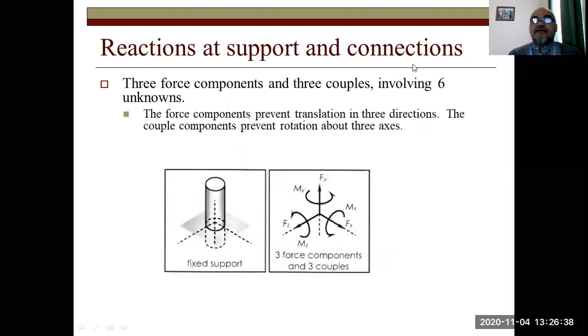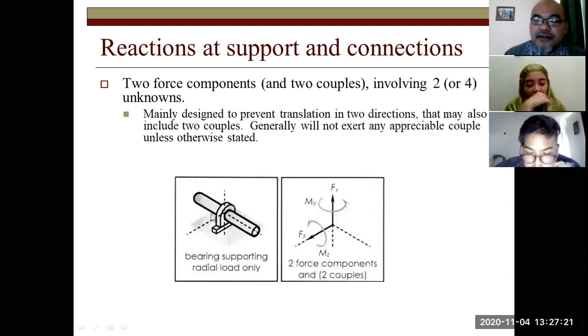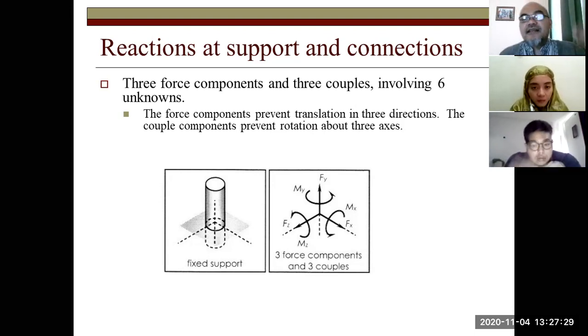Then we can also have six unknowns, for example, a fixed support, when a pillar is completely planted inside the surface. Let's say, in a building, usually you have a pillar at the foundation, completely fixed in the ground, inside the earth. So that pillar cannot move translationally in the x-axis, nor in the y-axis, nor in the z-axis. It also cannot rotate about the x-axis, nor about the y-axis, nor the z-axis. So it has three reaction forces and three reaction moments: Fx, Fy, Fz, and Mx, My, and Mz.